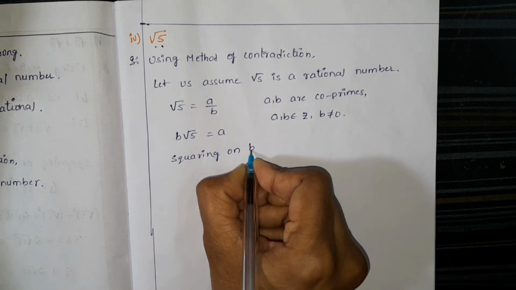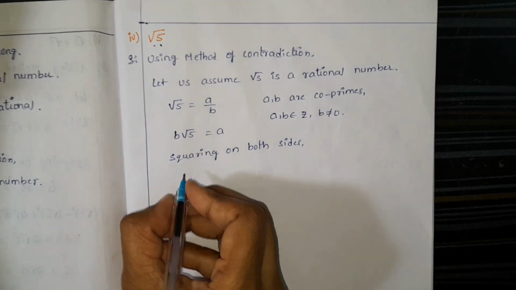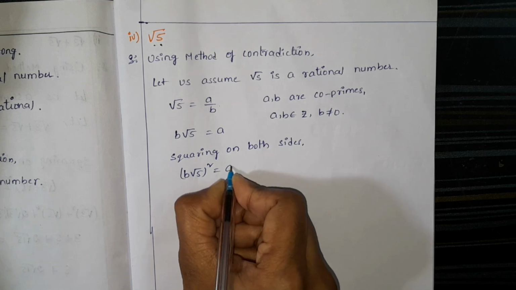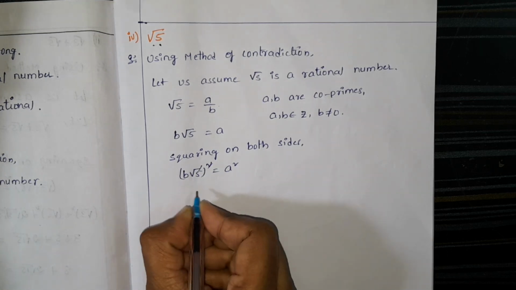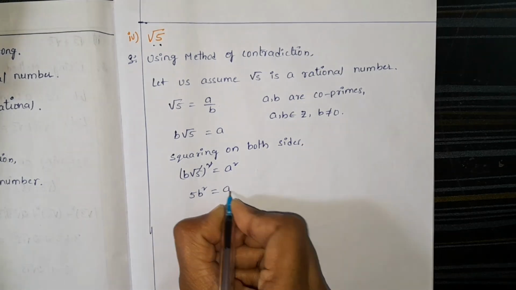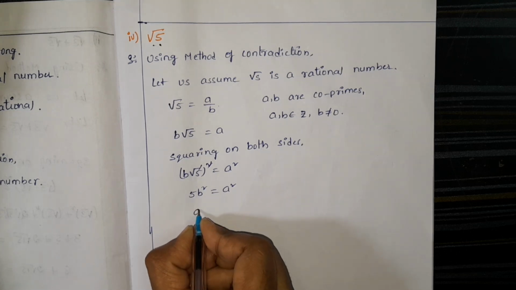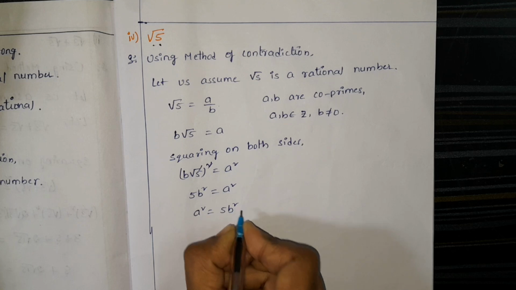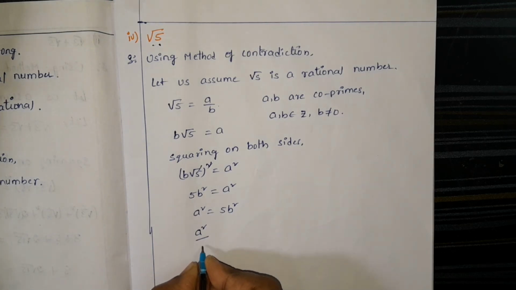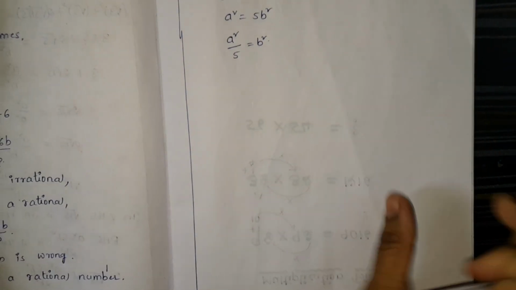Squaring on both sides means what? Here squaring means b root 5 whole square equals a square. Here root and square get cancelled. Here 5b square equals a square. Again transpose 5. Or else, let us first write it in reverse: a square equals 5b square. Okay, transpose 5, a square by 5 equals b square.